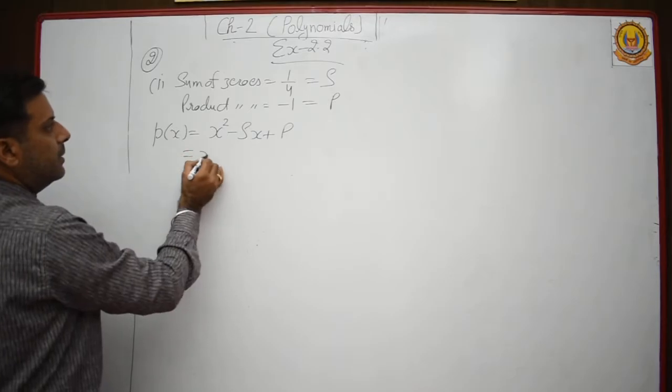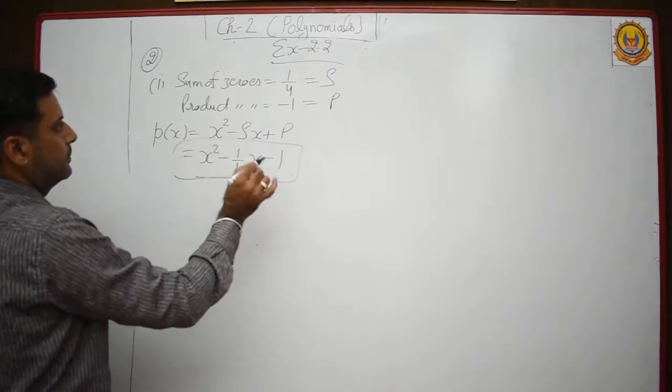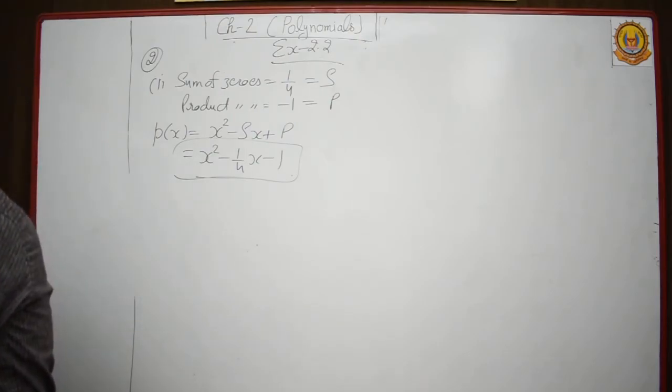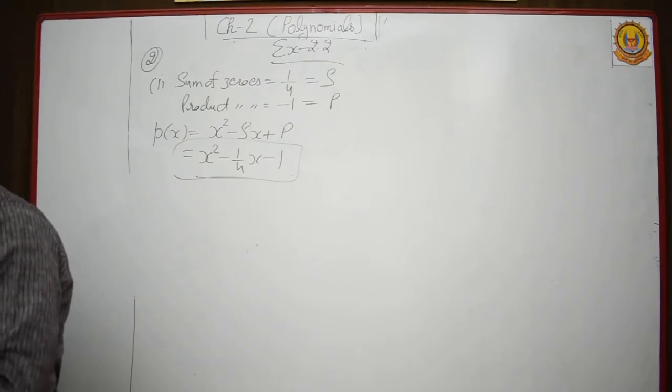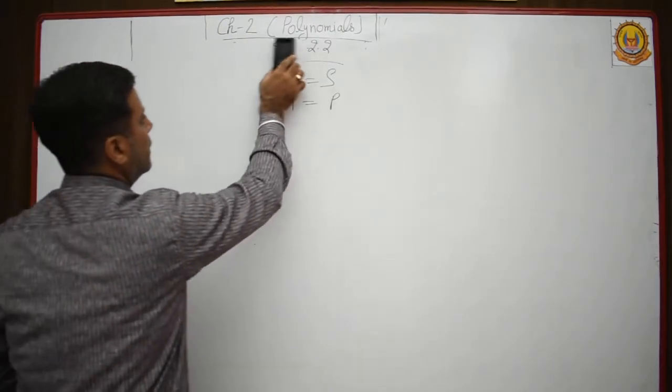Now put the values here. So x square minus 1 by 4 x minus 1. So this is the answer. Clear? So this is exercise number 2. Now look at exercise number 3. Here some questions I have discussed with you.